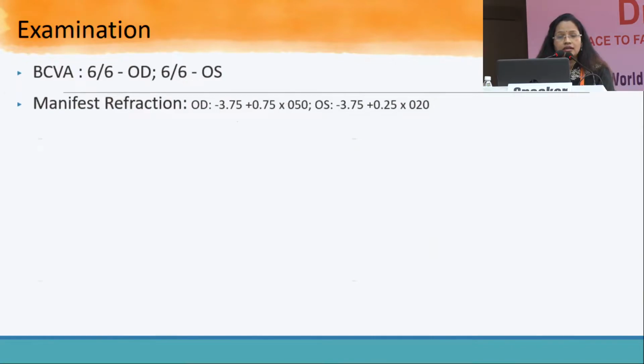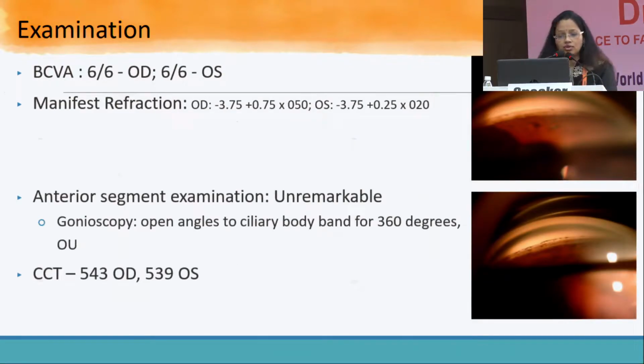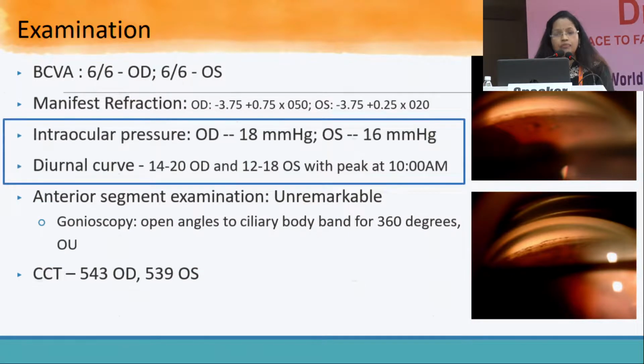We did a detailed examination, and the vision was 6/6 in both eyes. This was the gonioscopic picture. We can see wide open angles in both eyes. Central corneal thickness was normal, 543 and 539. Intraocular pressure was also pretty well controlled: right eye 18 millimeters of mercury with diurnal variation of 14 to 20, and left eye 16 with variation of 12 to 18 millimeters of mercury.